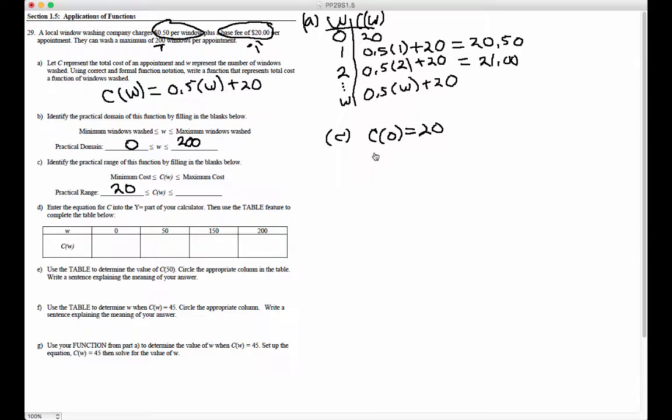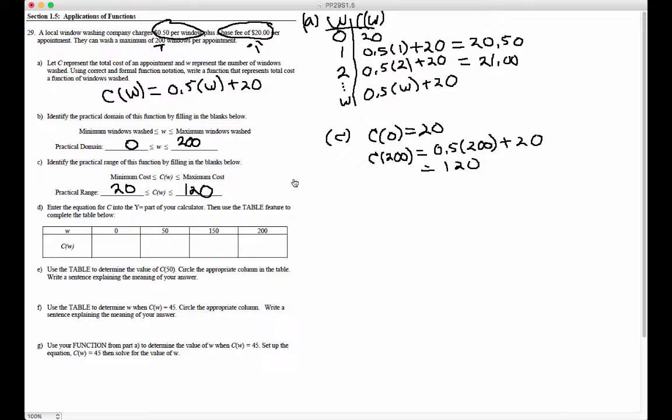And then I'm going to need to know what C of 200 is. Well, C of 200 is going to be equal to 0.5 times 200 plus 20. So that's half of 200, which is 100, plus 20 is going to give me 120. You can also do that on the calculator if you want to.